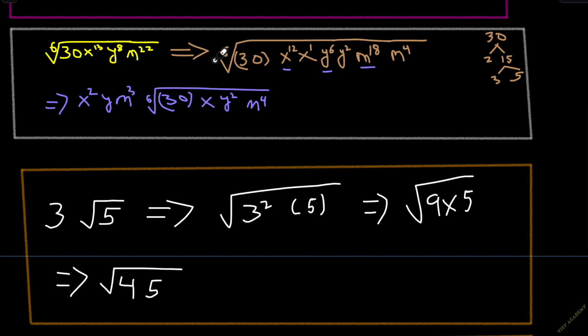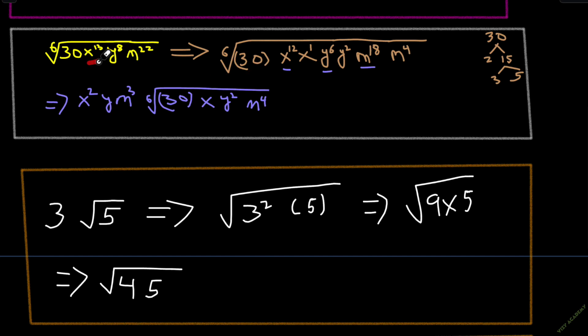Now when we are finding 6th root of this term here, we have to break down these numbers as multiples of 6. So 30 will stay as it is, because 30 can't be broken down further, it's already having these prime numbers 2 times 3 times 5, so we can't take anything outside, so it will stay as 30.